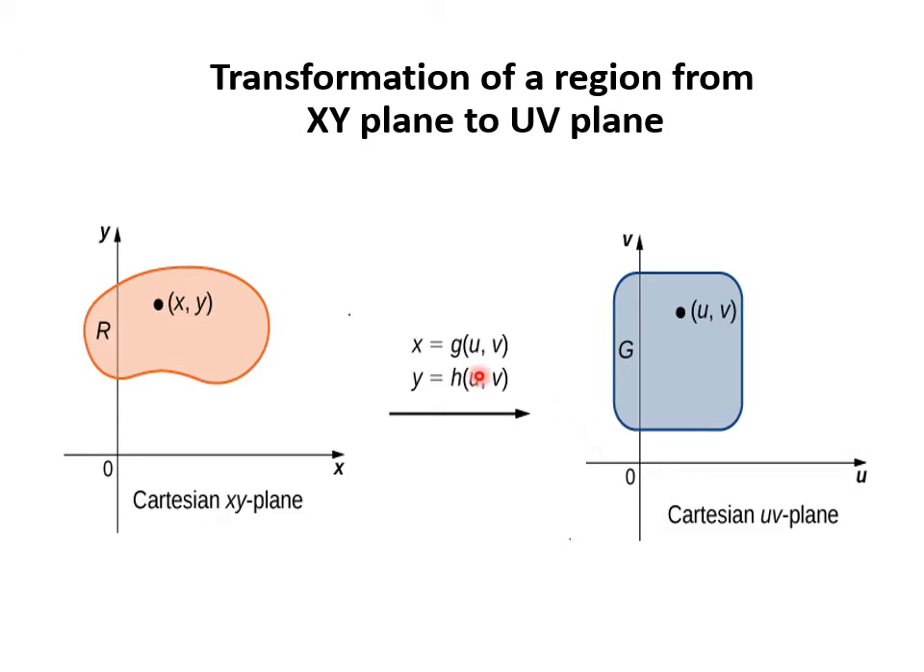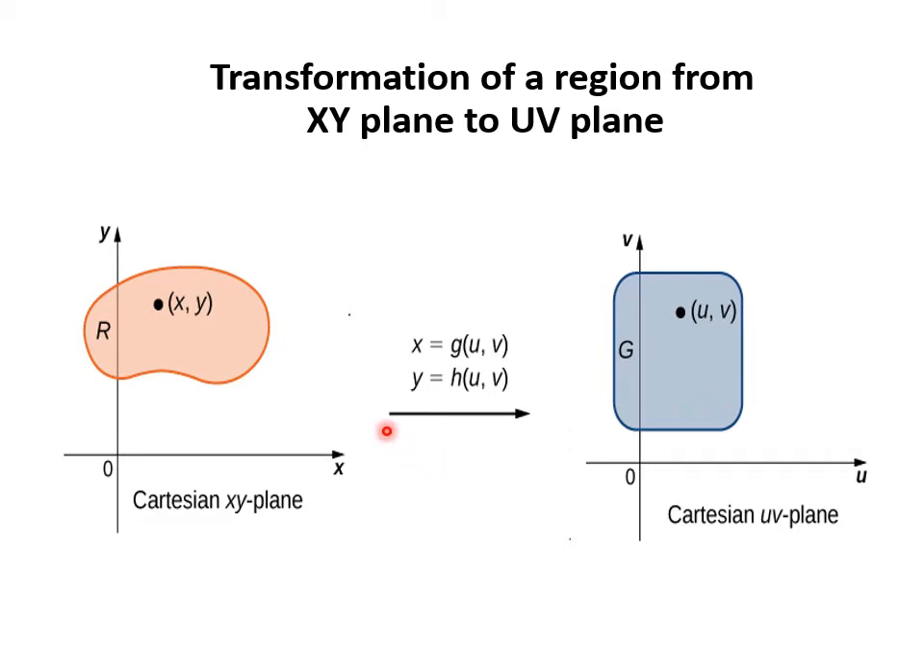In this example, the point (x, y) in the xy plane is mapped to the point (u, v) in the uv plane under the transformation x equal to g of u comma v and y equal to h of u comma v. The region enclosing the point (x, y) in the xy plane is completely transformed to the region G in the uv plane. If we look into the boundary of these regions, they are not the same, and the areas enclosed within these closed boundaries are also not the same.